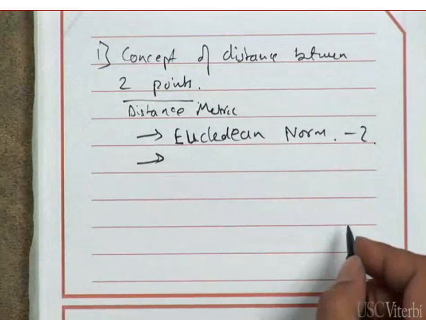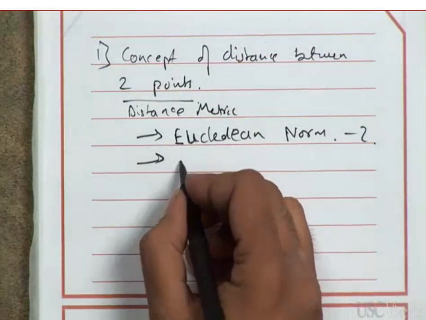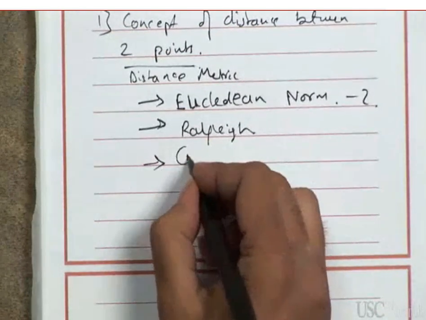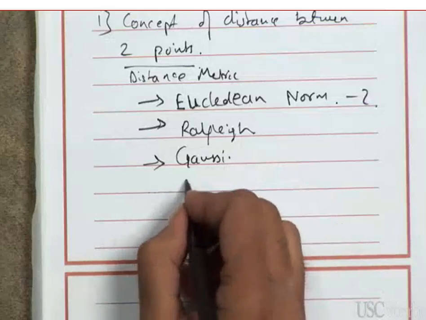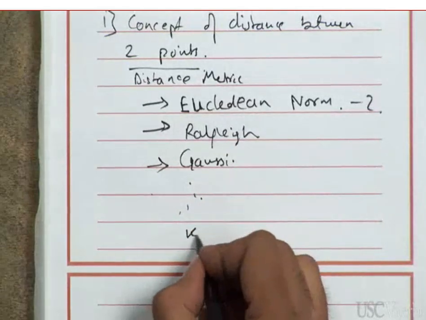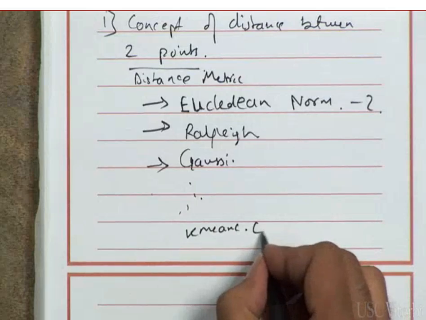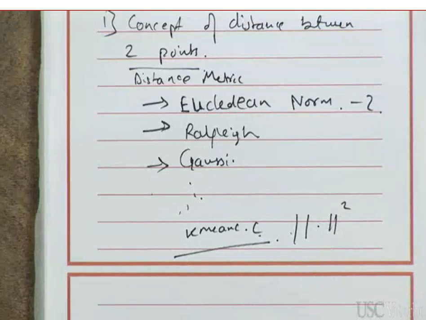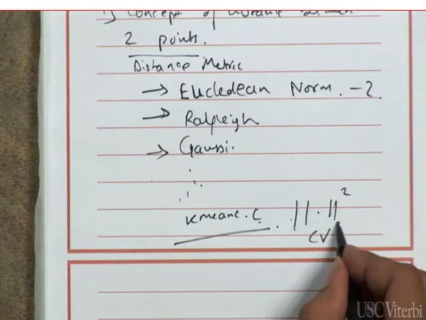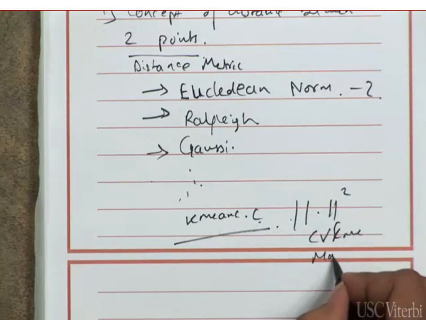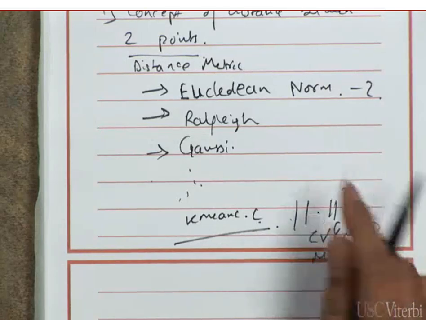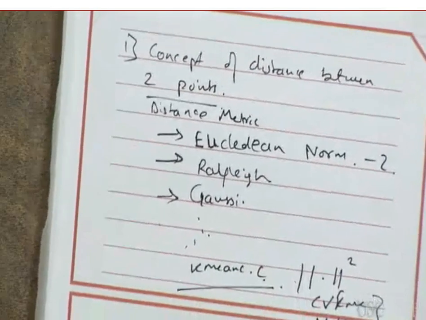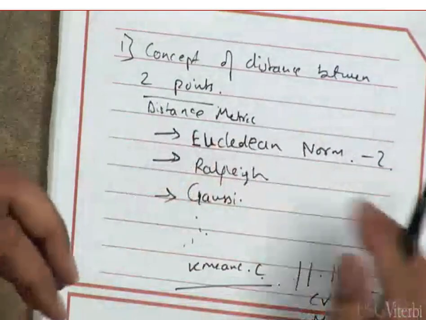What are the other distances? You can use Rayleigh norm, Gaussian norm, and several others. The k-means code which we have provided, I think it by default uses Euclidean norm. But OpenCV k-means and MATLAB k-means provide you other options if you want to try different distance metrics. So what does this define? This defines how you measure the distance between 2 points.